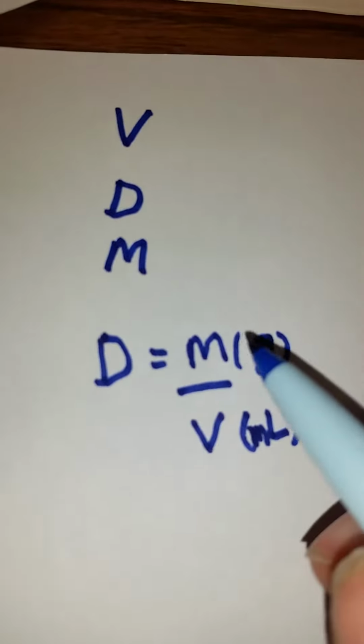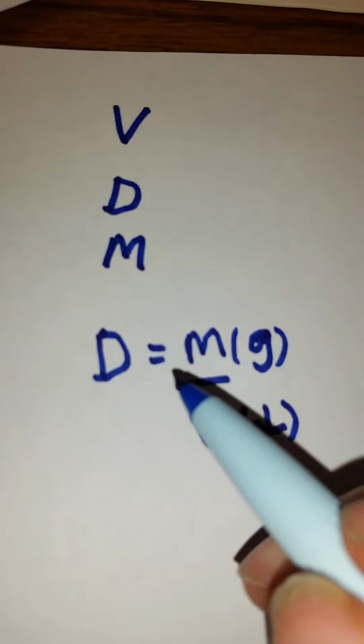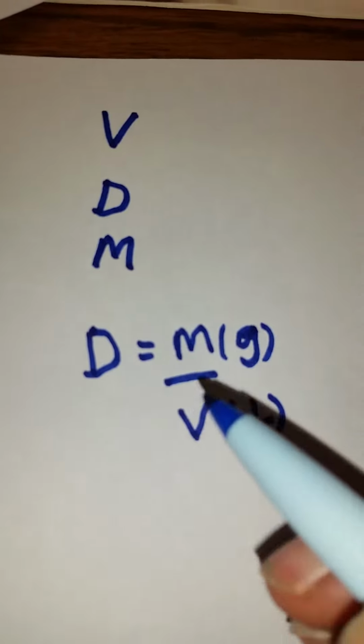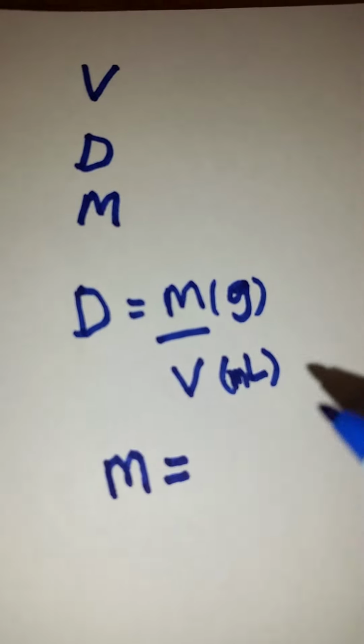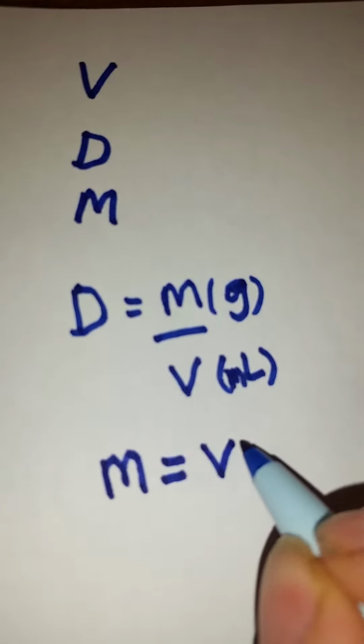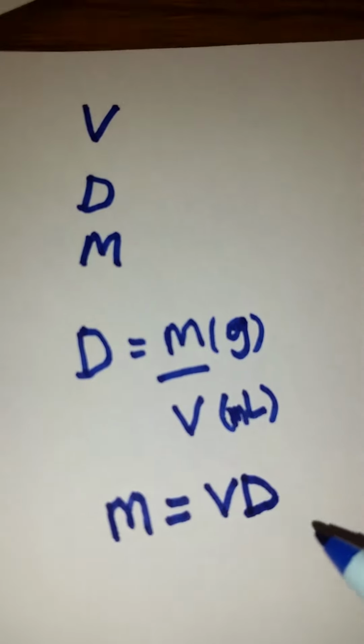So if density is equal to mass over volume, and I want to know the mass, I can actually rearrange this formula so that mass is equal to volume times density.